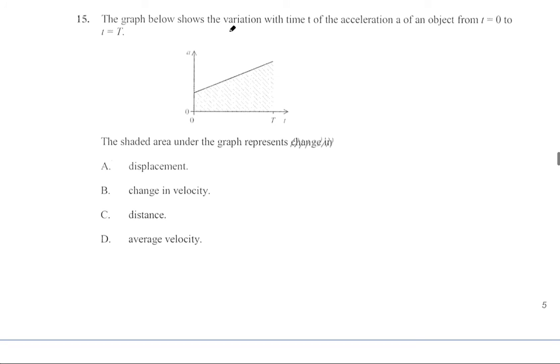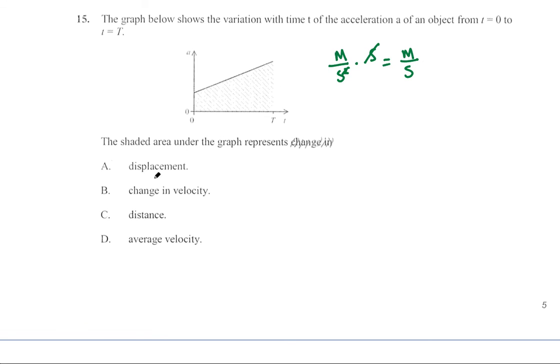The graph below shows the variation with time t of the acceleration a of an object from t0 to tt. Okay, so we have an acceleration versus time graph. Once again, we're going to use units to help us recognize what the area is. Area is the y units, in this case acceleration in meters per second squared, multiplied by the x units, in this case time, so seconds. When you multiply a meter per second squared by a second, you end up with a unit of meters per second.